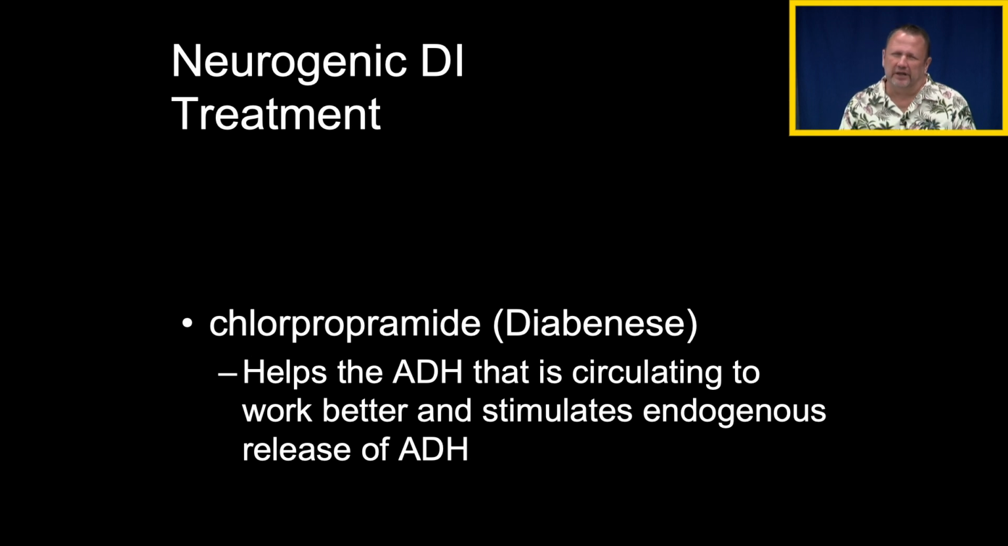Something that's complicated with diabetes insipidus is here we're using a drug for diabetes mellitus to treat the diabetes insipidus, and now everyone's completely confused, and so I just wanted you to be aware of that. This has to do with the antidiuretic hormone circulating, works better and stimulates endogenous release of antidiuretic hormone. We're not going to see too much of that, but I wanted you to be aware of that.